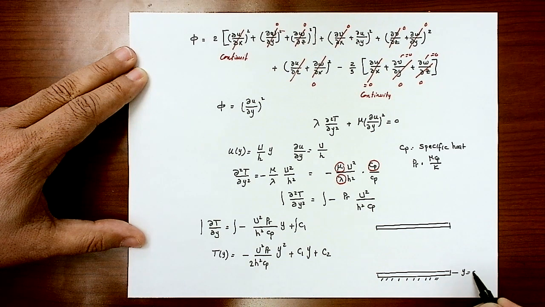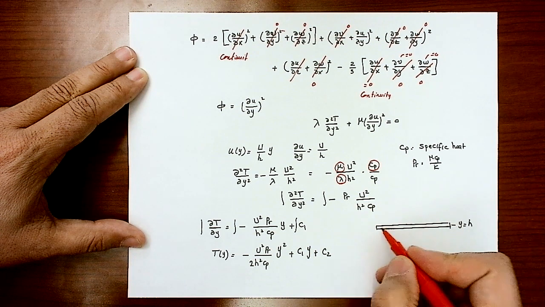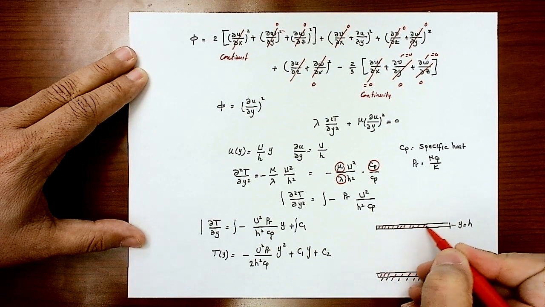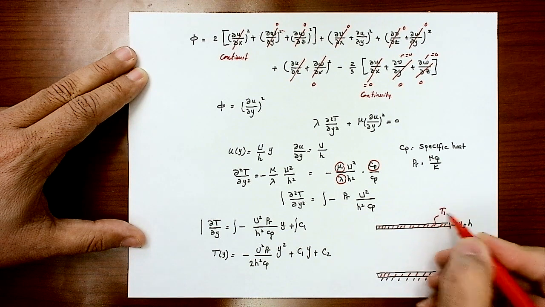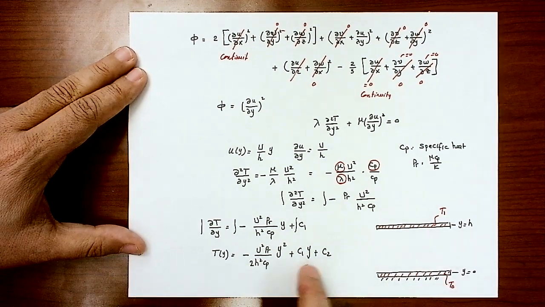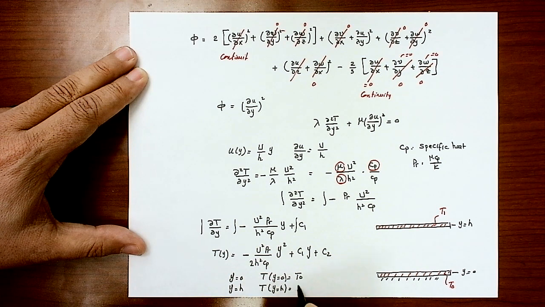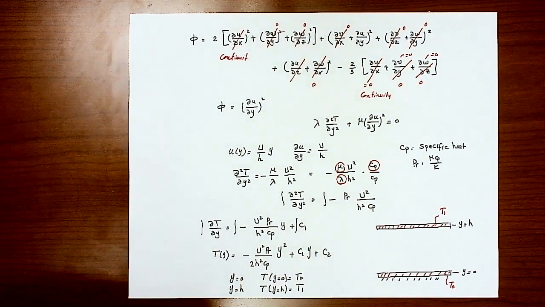This is Y equal 0. We define the temperature of that lower plate to be T naught. Then this plate is at Y equal H, and we define the temperature of that upper plate to be T1. So now I need these two boundary conditions to be able to solve these constants C1 and C2. At Y equal 0, T is known as T naught. At Y equal H, the temperature at that location is given by T1. So these are the two boundary conditions.